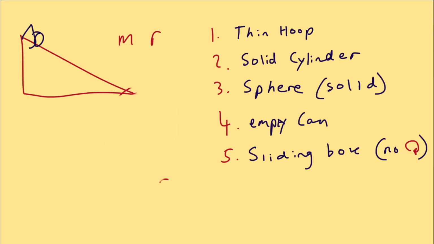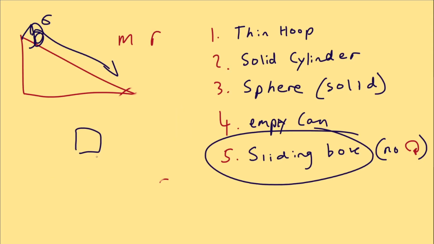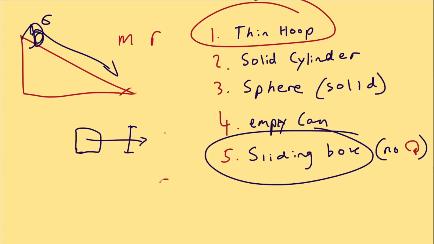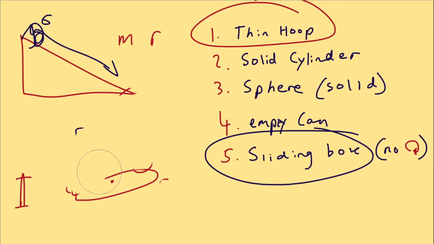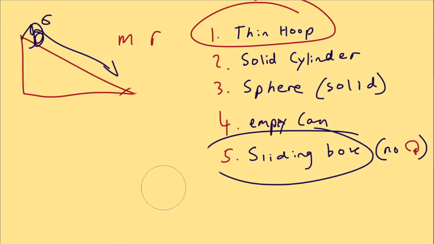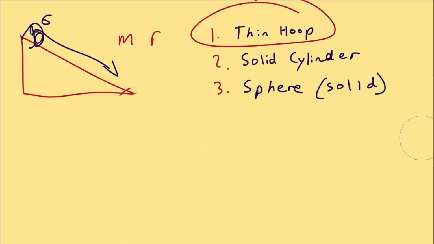The object that reaches the bottom first is the box. Why? Because the box has no rotational inertia. It's not rotating. It's simply moving. And who comes in last place? It's the thin hoop. The thin hoop has the largest moment of inertia, which means that all the mass is very far from the axis. So the more potential energy that's eaten up by the spin, the less forward motion.